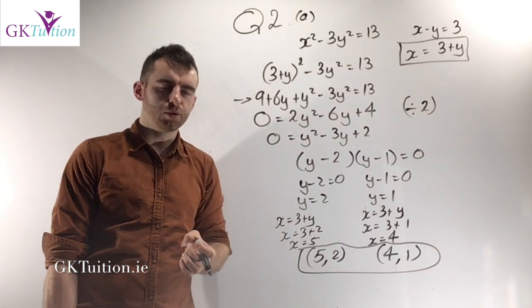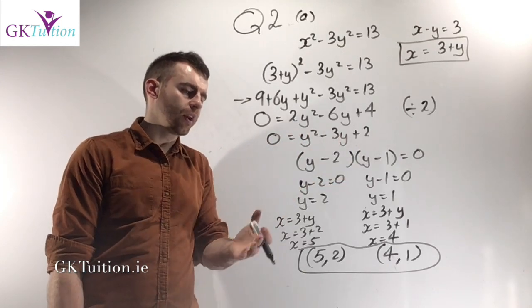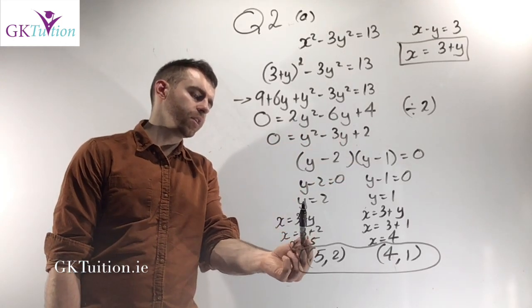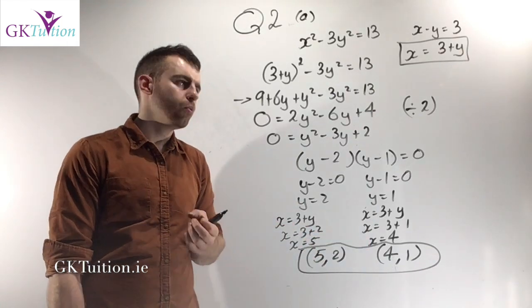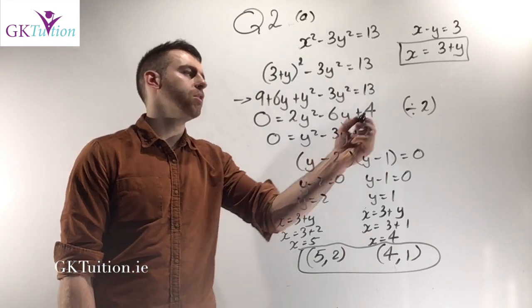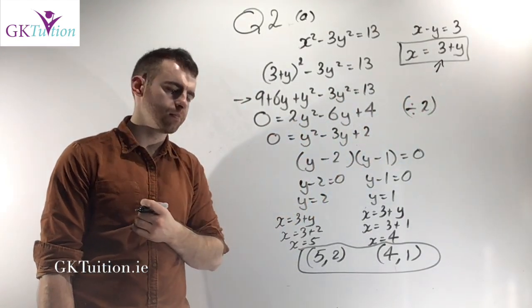The factors of that quadratic are (y minus 2) times (y minus 1). You let each factor equal 0, and I realised that y equals 2 and y equals 1 are my two answers for y. Once you've got two answers for y, you should sub back into this in order to find the corresponding values for x.